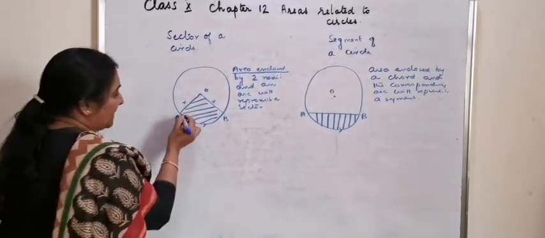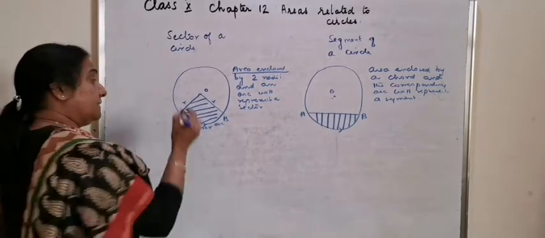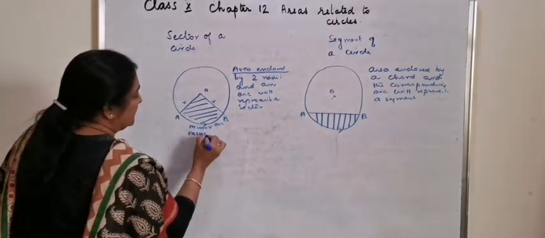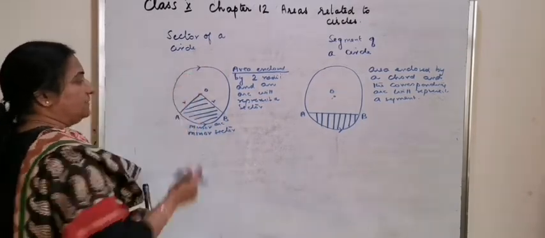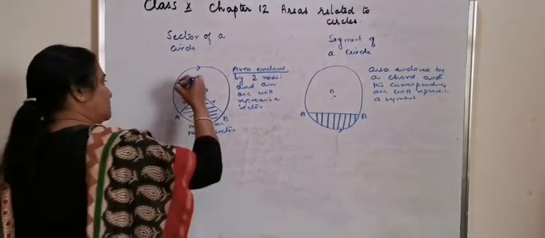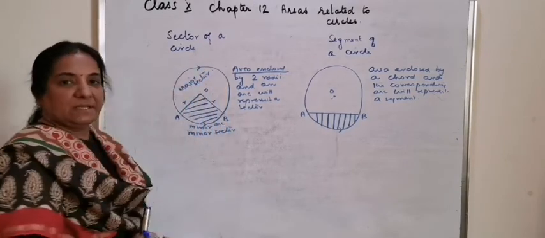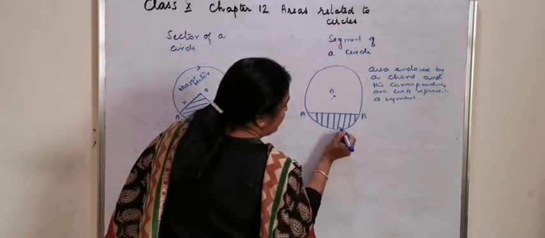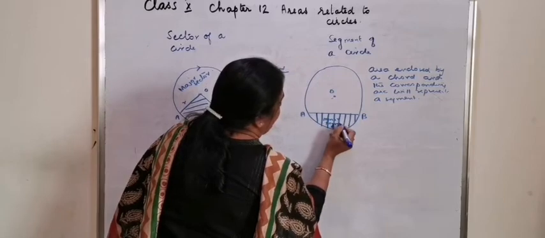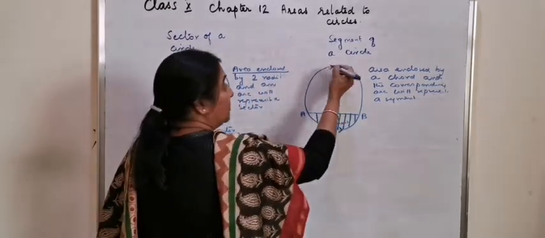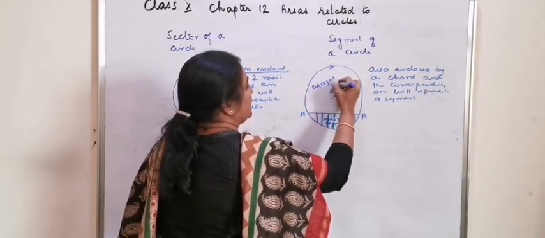Here you can see arc AB is a minor arc, which shows that the figure shows a minor sector. If you read the arc in this direction, it is a major arc, and so this area will represent a major sector. Similarly, the arc represents a minor arc. This is a minor segment, and a segment which contains the center will represent a major segment.